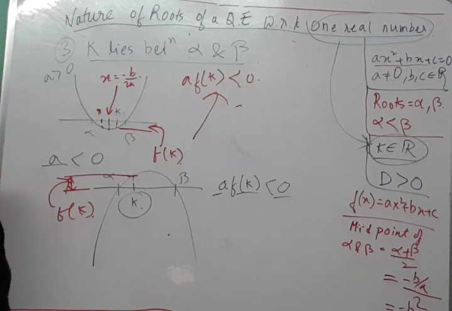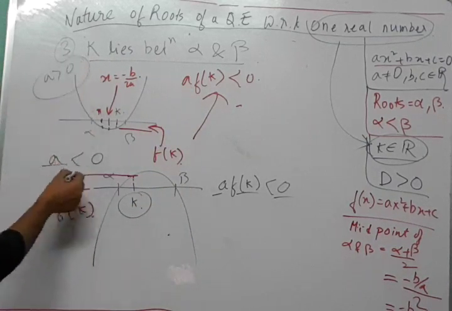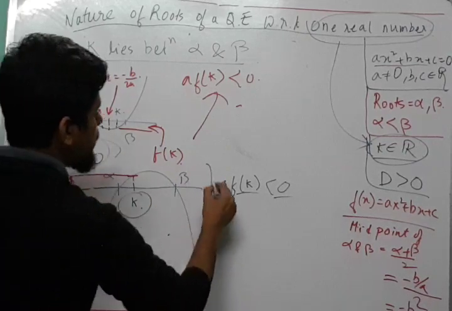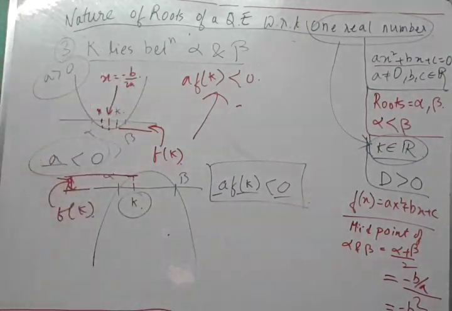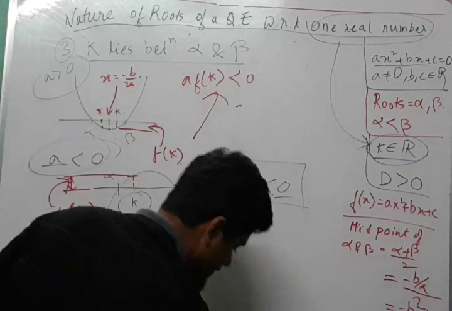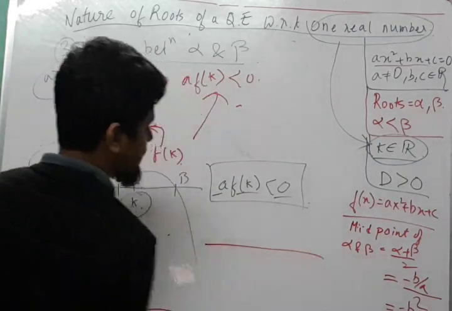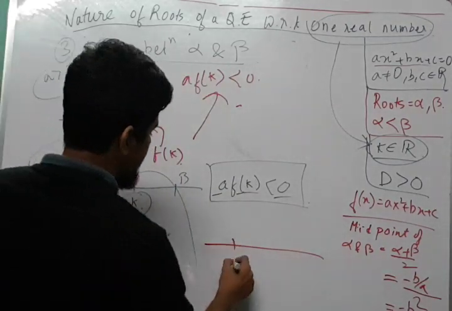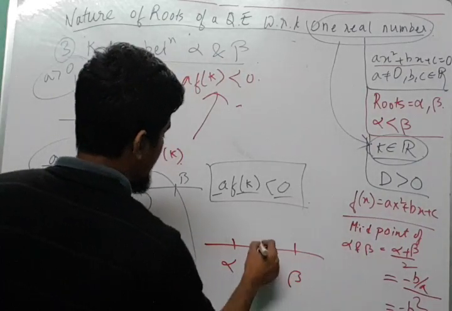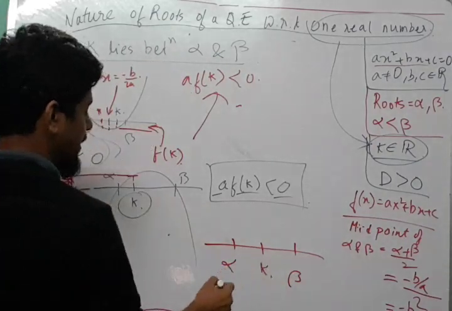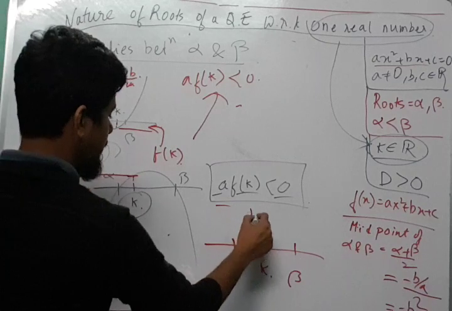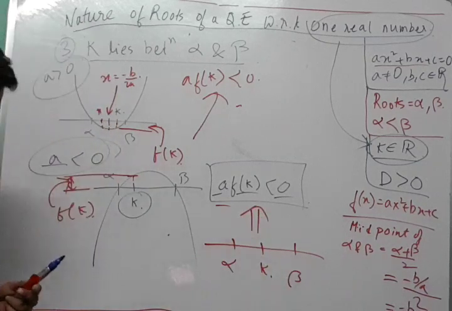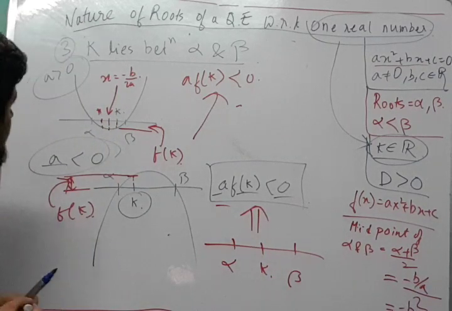The only condition that we get is that if k lies between alpha and beta, irrespective of the value of a, we get that a into fk is less than 0. So that means that if this is the x-axis, and these are the roots alpha and beta, and we have a point k in the middle, in that case a into fk will be less than 0, and this is the condition that we get.